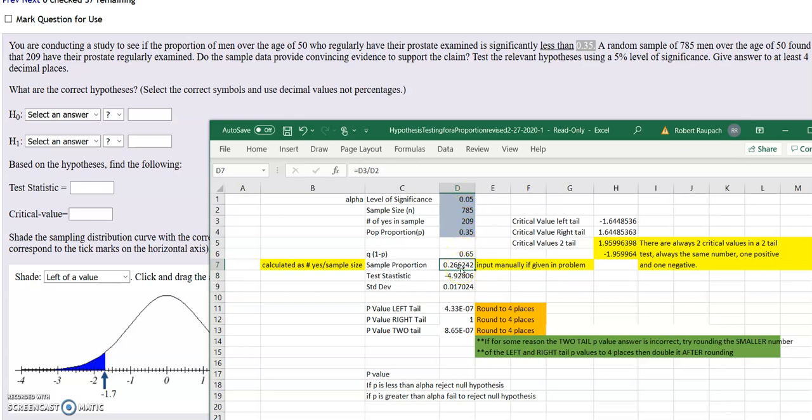So if they don't give you number of yeses versus sample size to calculate this and they flat out just give you the sample proportion, say it came out to be 40%, just ignore this part here and put 0.4 in there, okay? But this time they did give a sample size and number of yeses, and it calculated the sample proportion, all right? And again, it's calculated as number of yeses divided by the sample size.